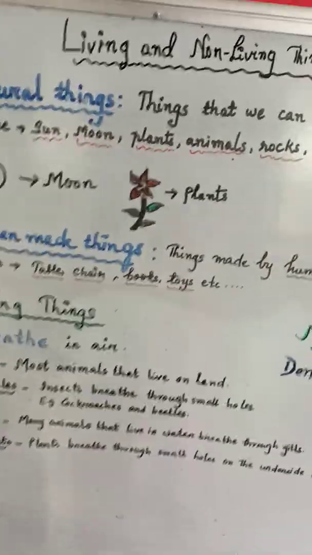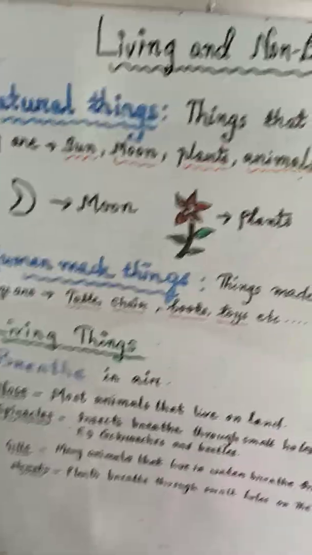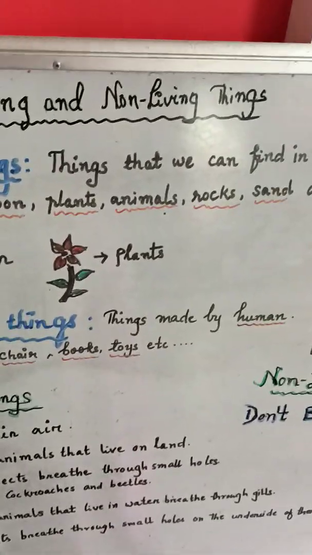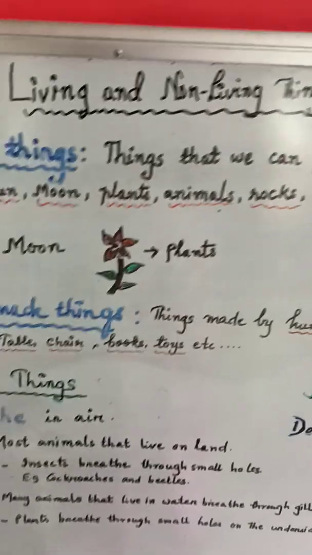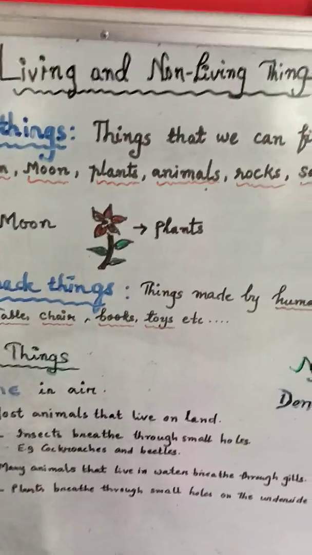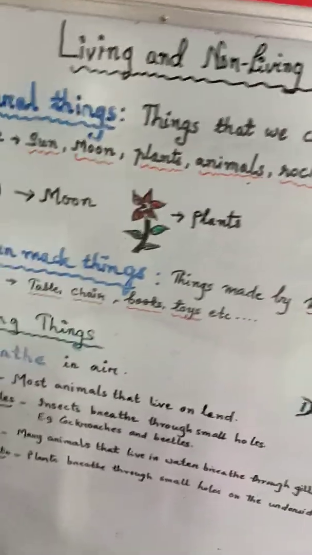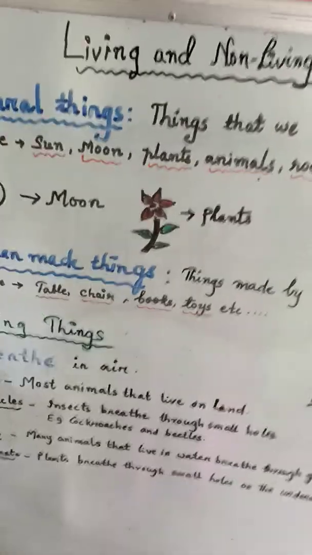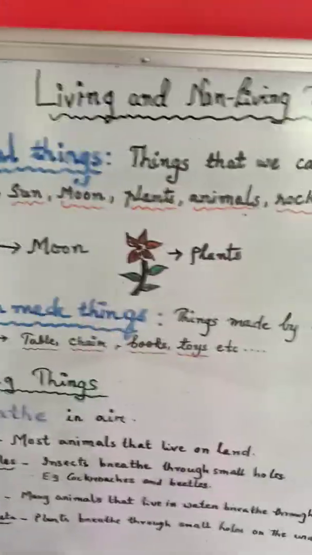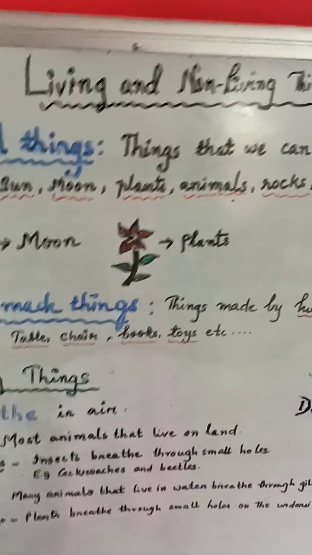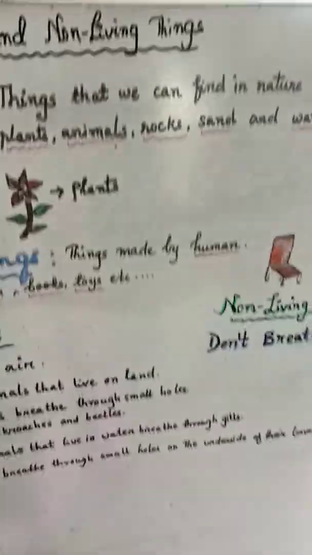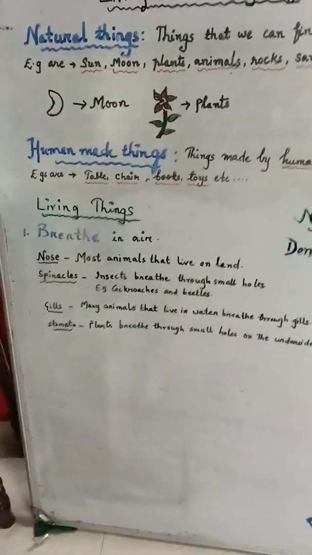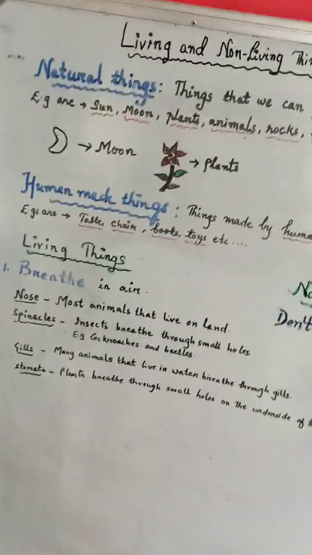Okay. Now we will see living things. What is the difference between living things and non-living things? So human-made things are also called non-living things because they don't have life, right? And what are the living things? We can say animals, plants, human beings. Those that have life are called living things.